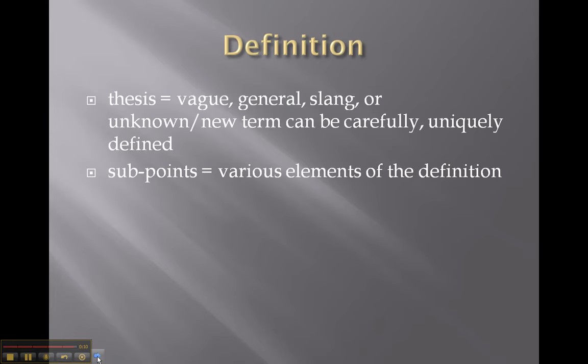And definition is when you take a vague or an unknown word and you define it carefully. A vague word would be something like love or logic.